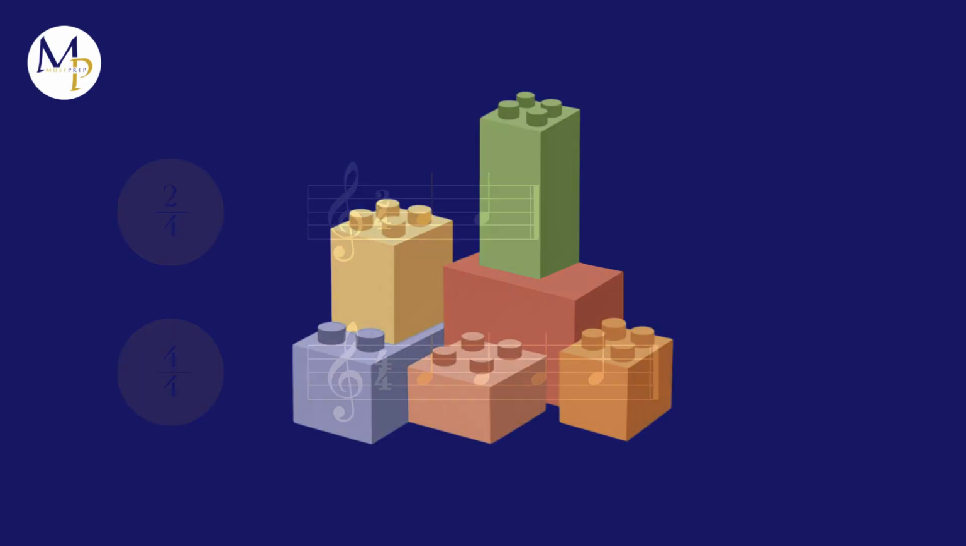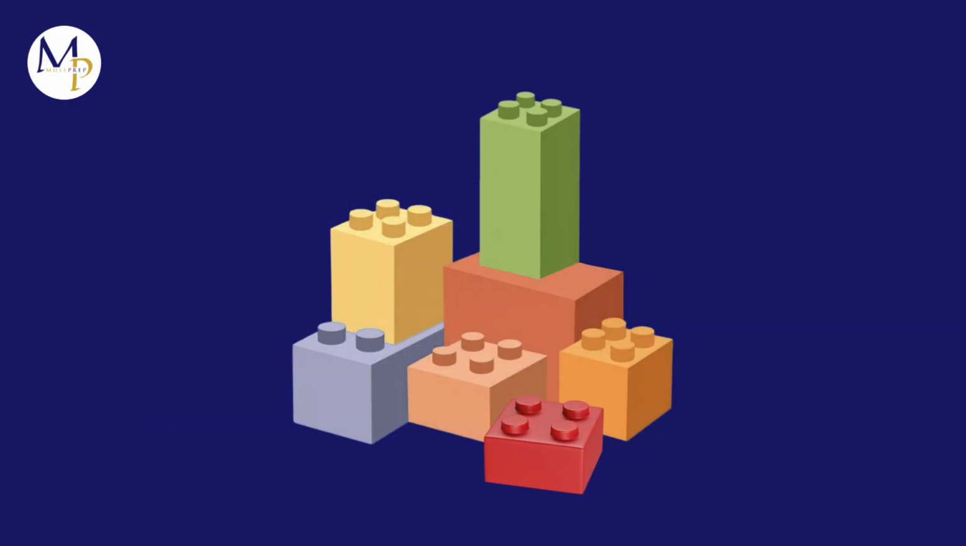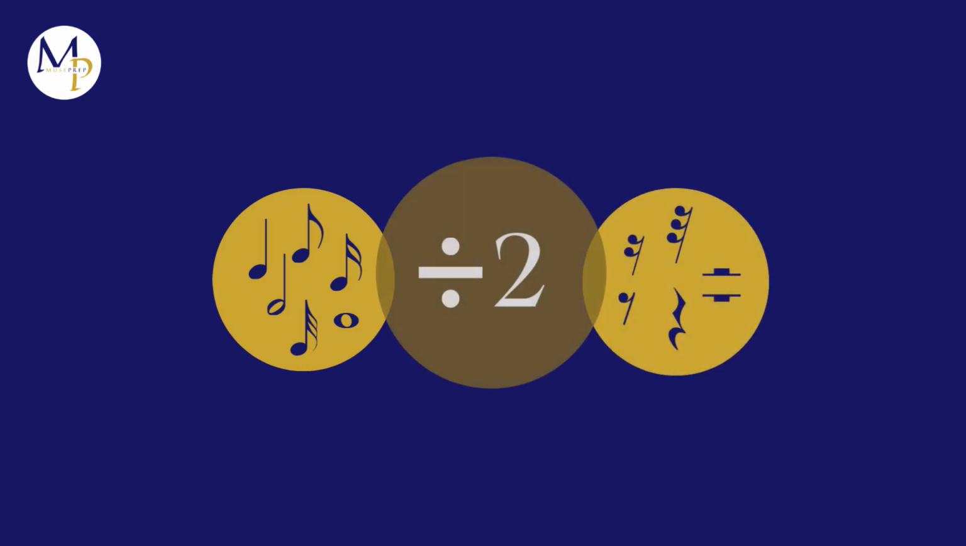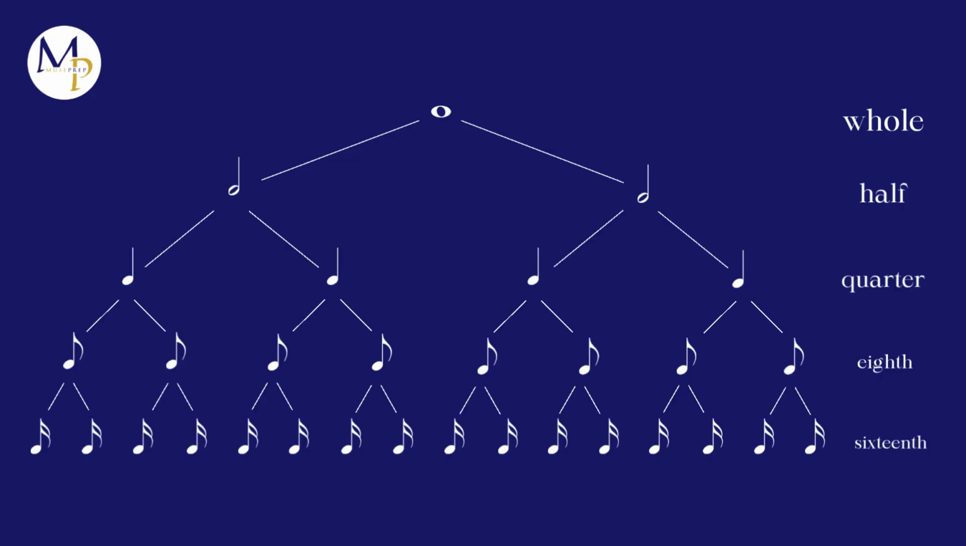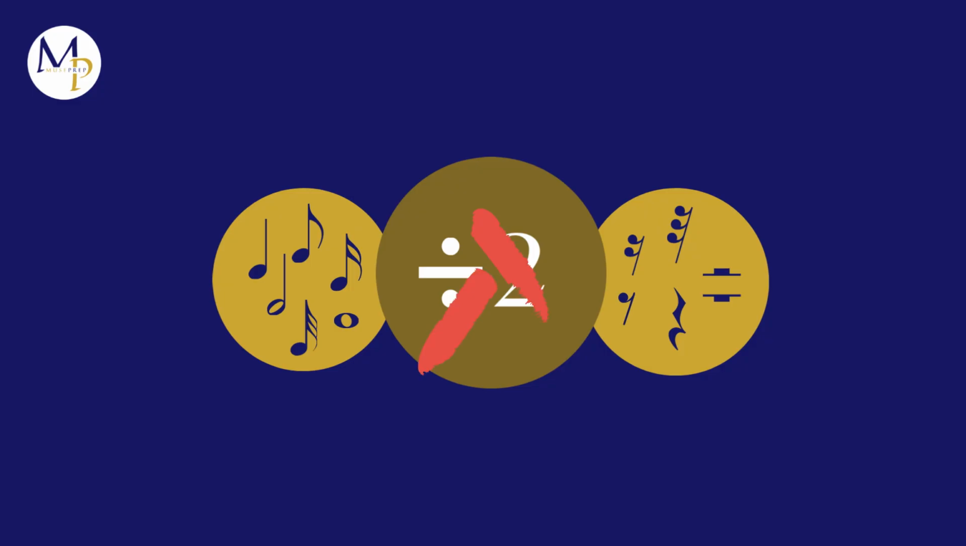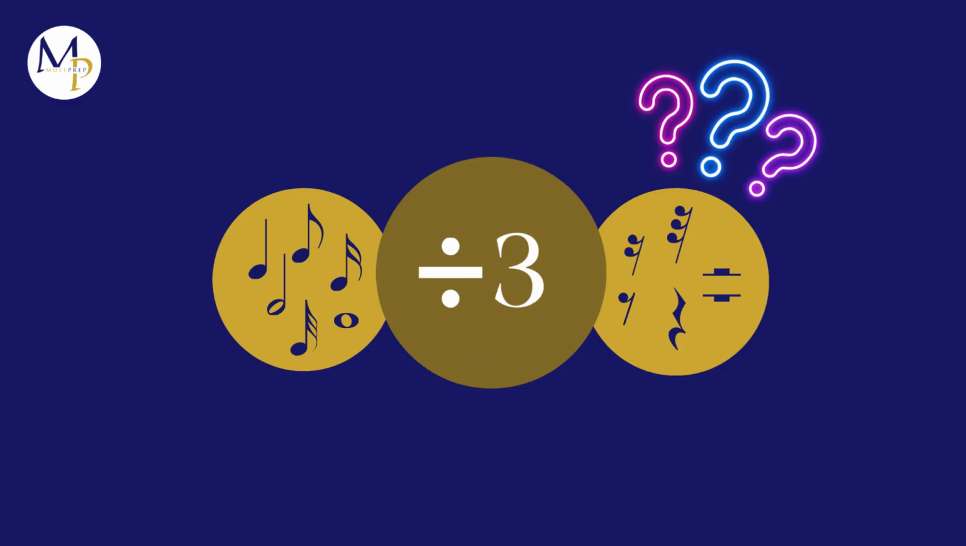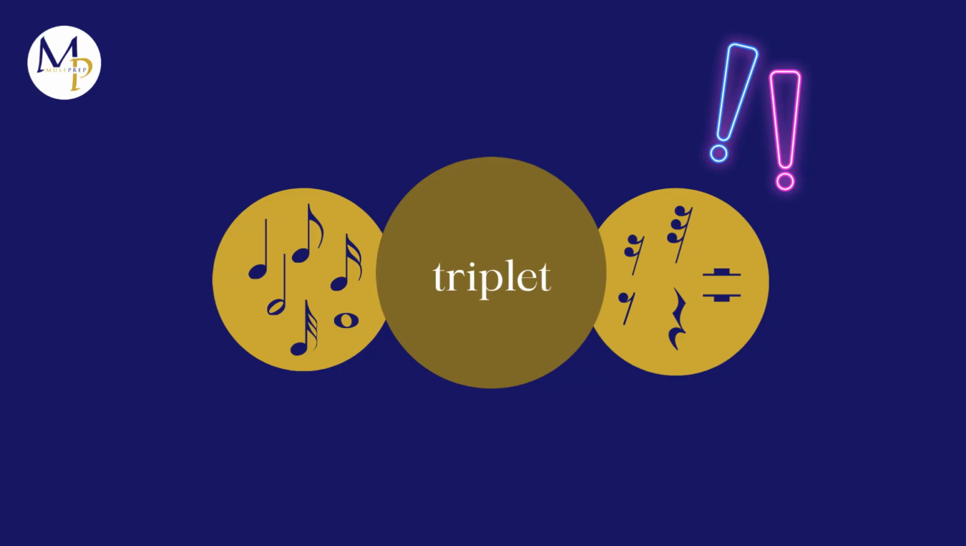There is one more building block we need to fully understand rhythm. You've learned that every note and rest value can be divided by 2. A whole note consists of 2 half notes, a half note of 2 quarter notes, and so on. But what happens if we want to divide a beat not into 2, but into 3 parts? In that case, we use a triplet.